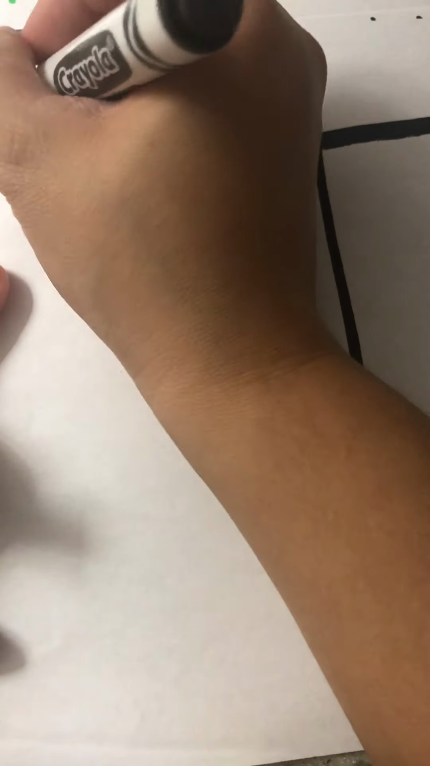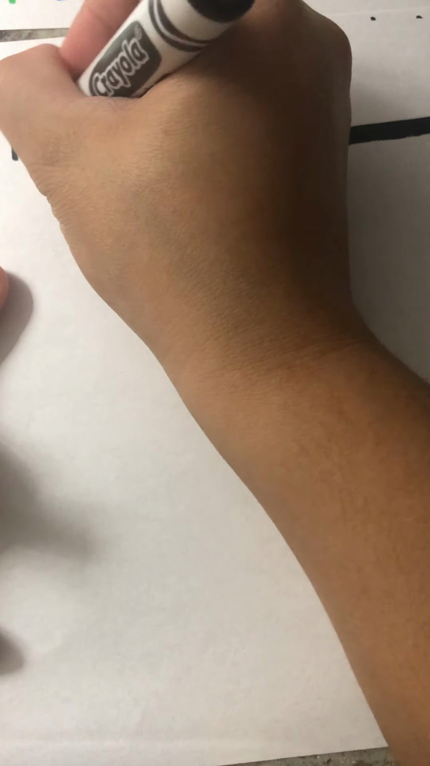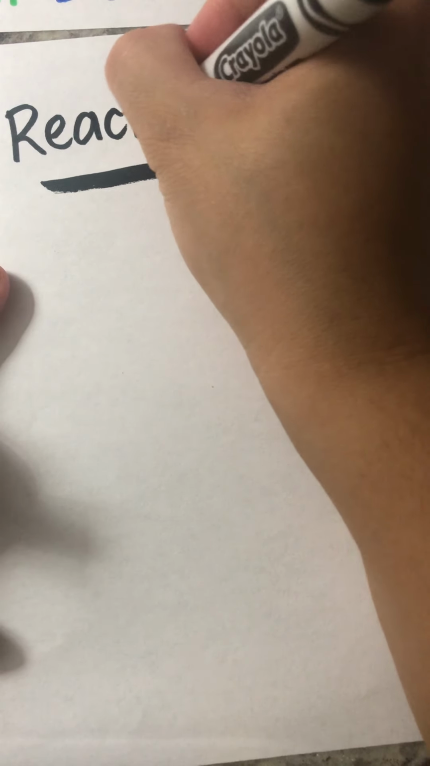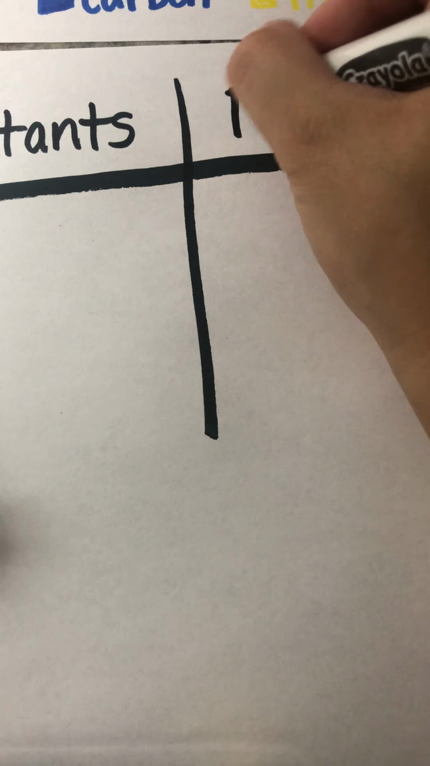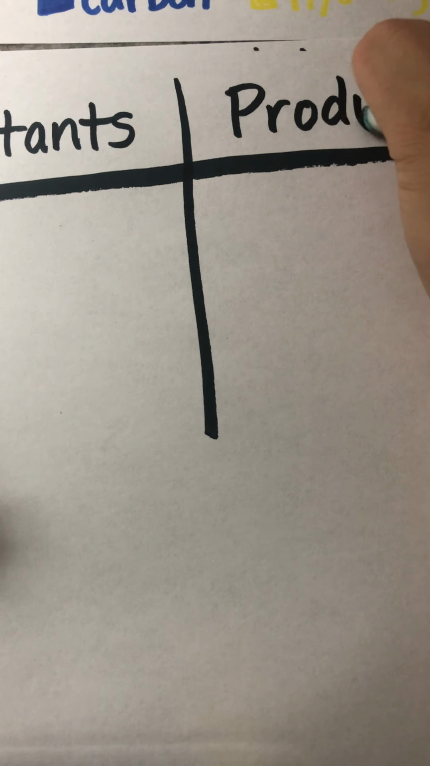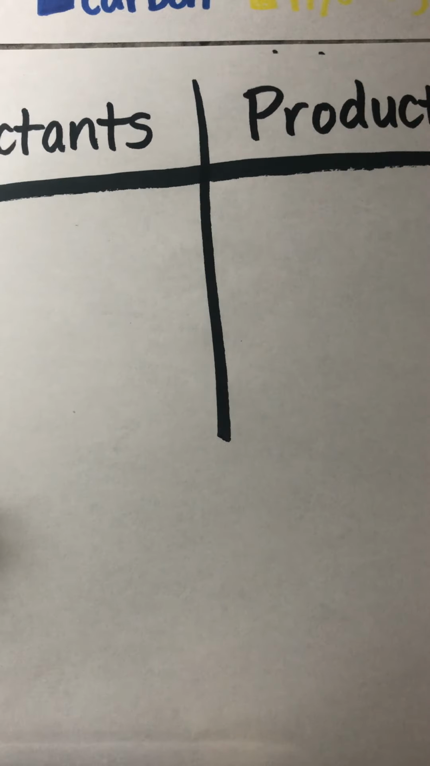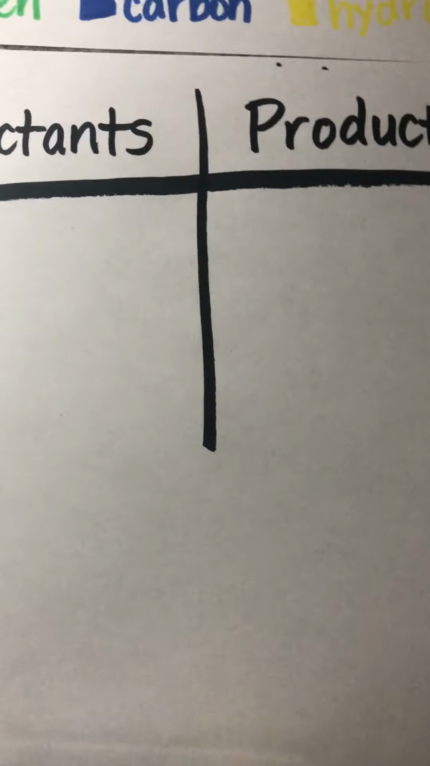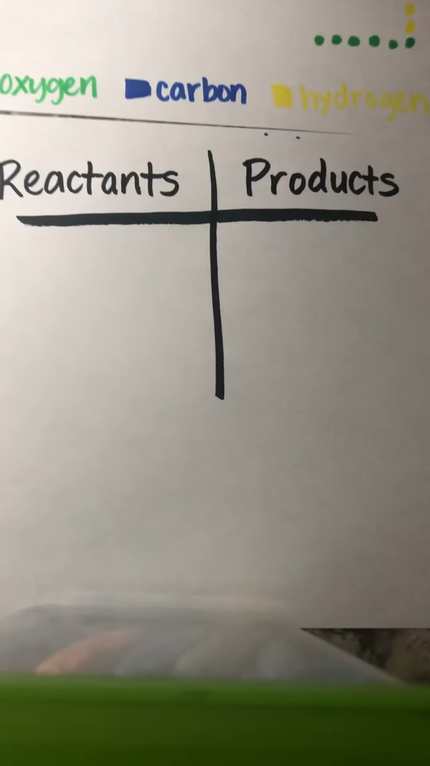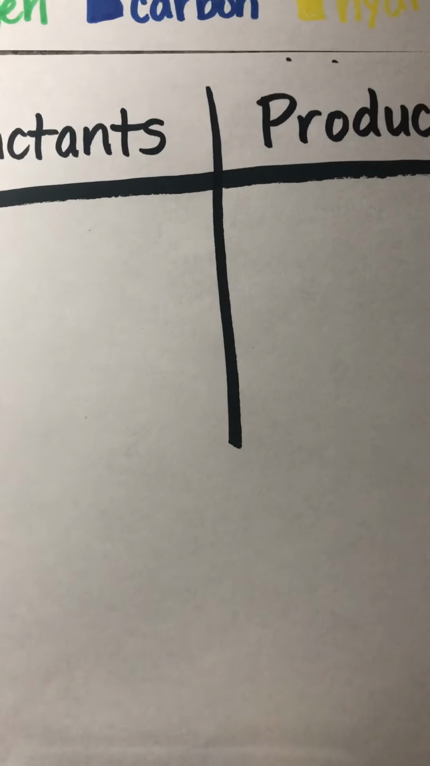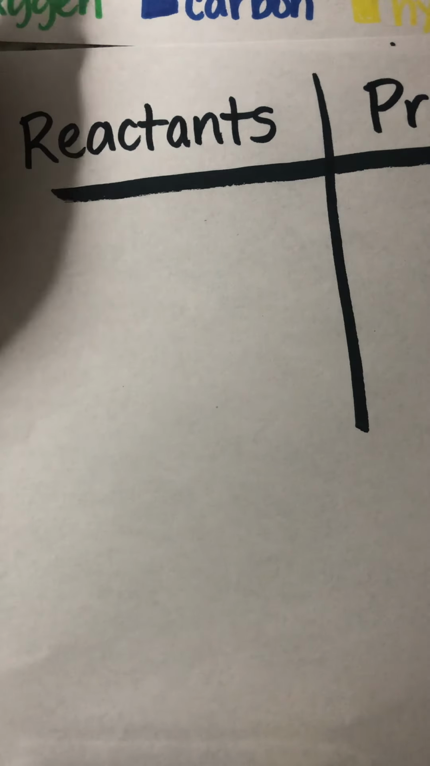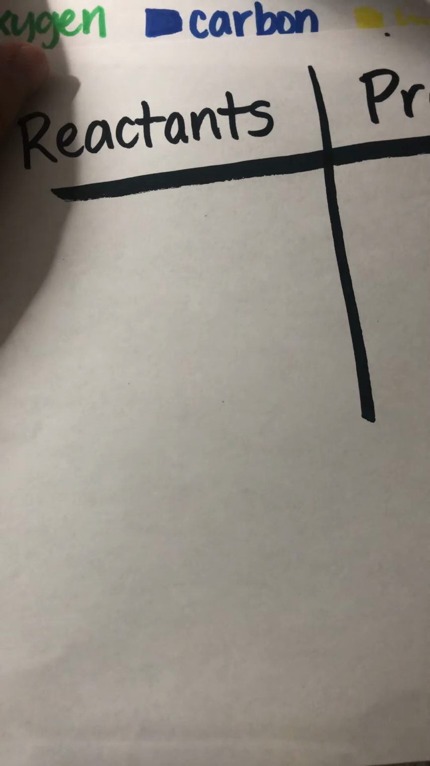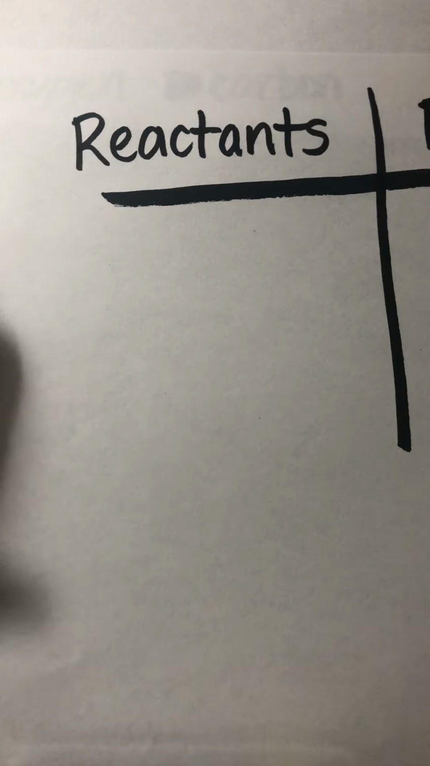I'm going to create my reactants. That's the stuff on the left, remember? And on my right-hand side, those are our products, what we get at the end. Okay? So, reactants and products. So remember, we only dealt with 3 types of atoms. We only talked about carbons, hydrogens, and oxygens.